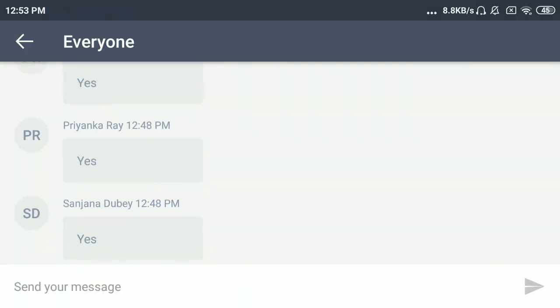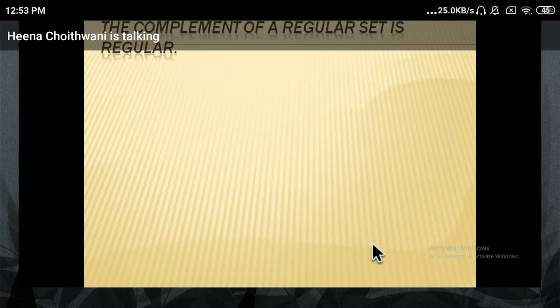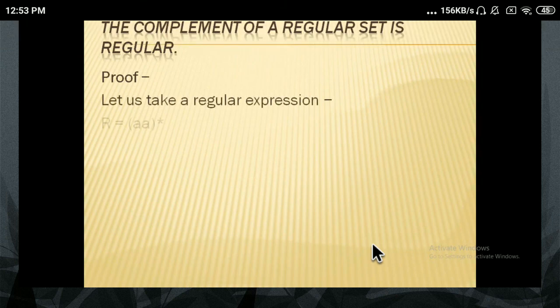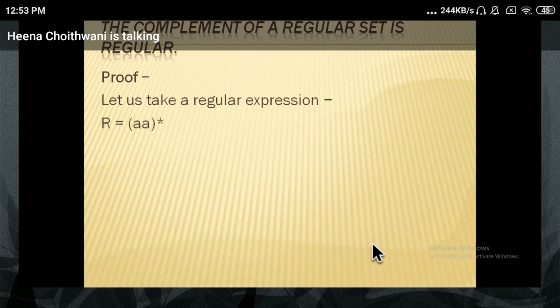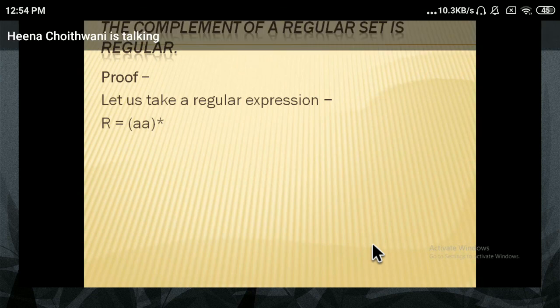Let's move to the another property, complement. Please check. I need only one set. So my R is AA star. I have to prove the complement of AA star is also a regular expression. What will be the complement of AA star? So let's start with the R. What will be the strings in my R? Tell me the first string in R.